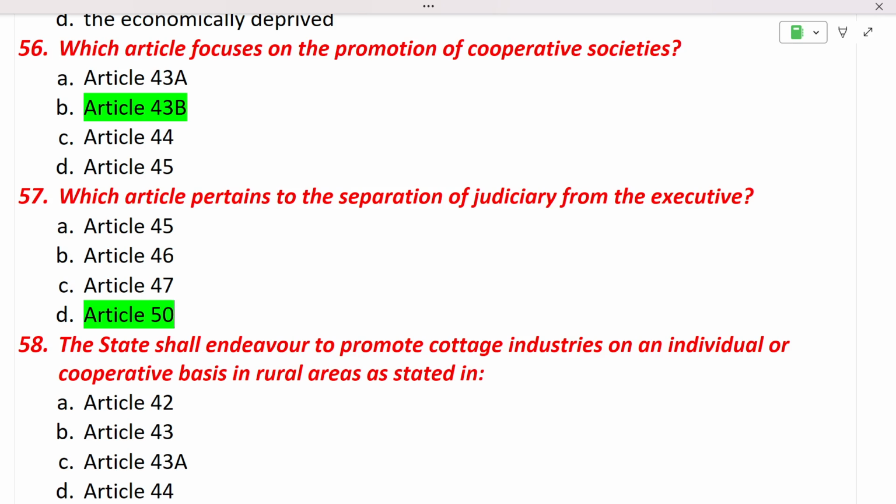Next, question number 58. The state shall endeavour to promote cottage industries on an individual or cooperative basis in rural areas as stated in Article 42, Article 43, Article 43A, Article 44.